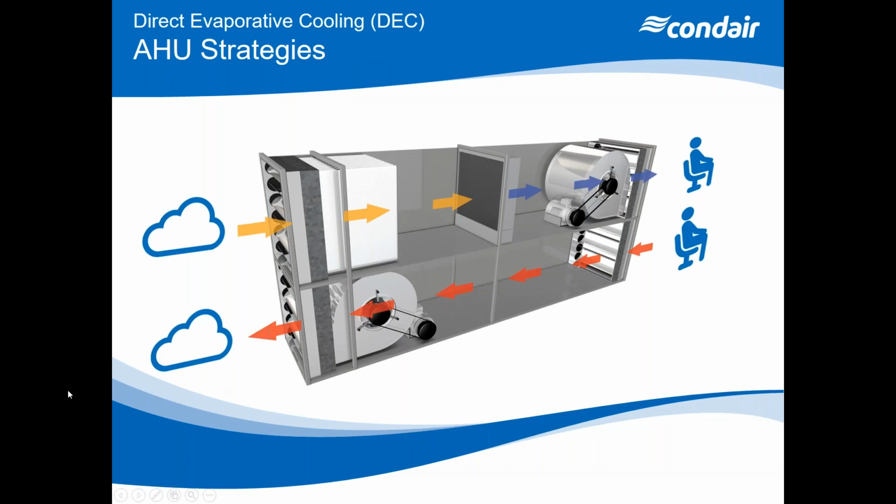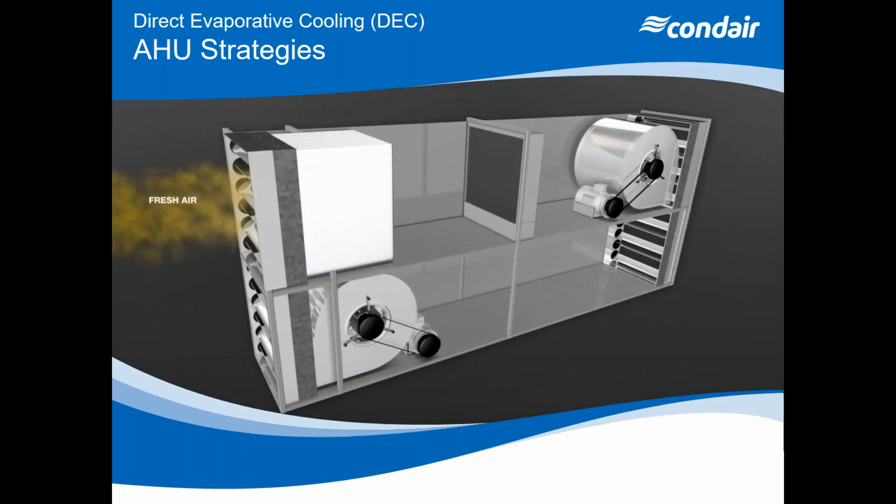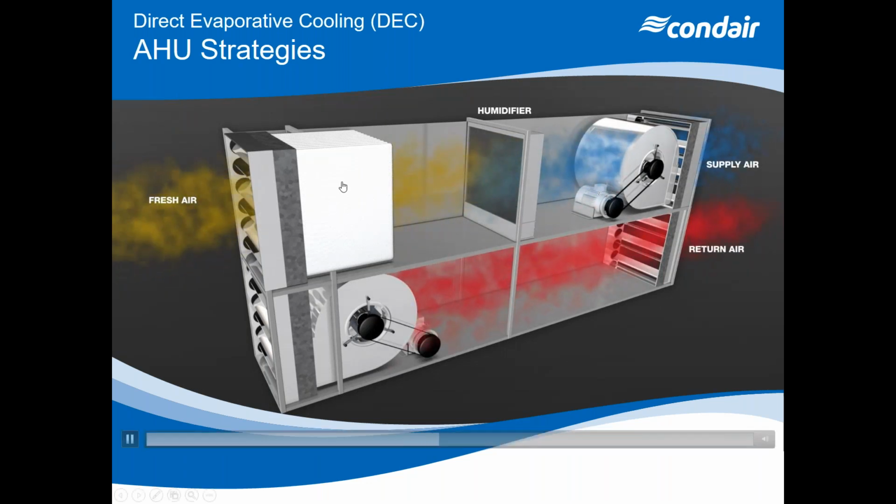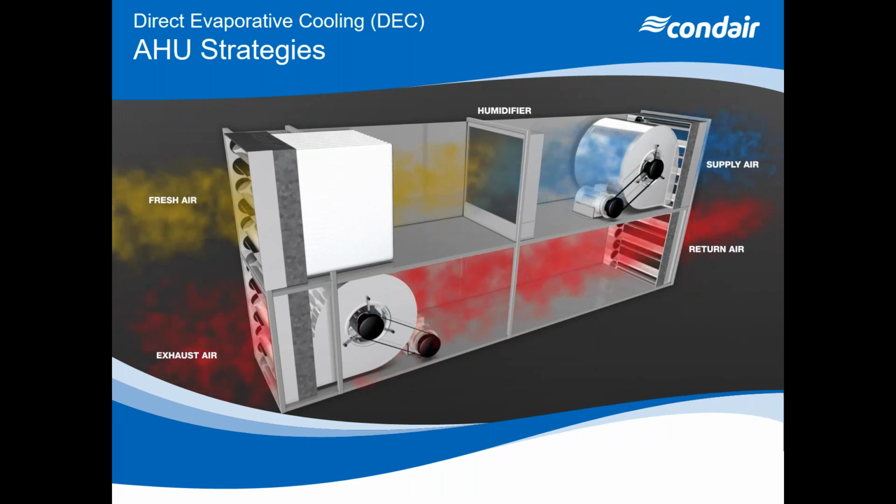So now we're going to take a look at the different air handling unit strategies for evaporative cooling. And the first one that we're going to look at is direct evaporative cooling. Now here we are taking fresh outdoor air, and in this model we're running that through a filter first, and then we're evaporating water into the air. So we're getting the subsequent increase in relative humidity, increase in moisture content, decrease in dry bulb temperature.